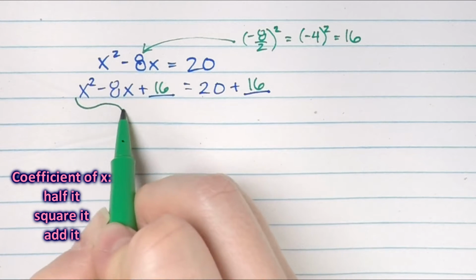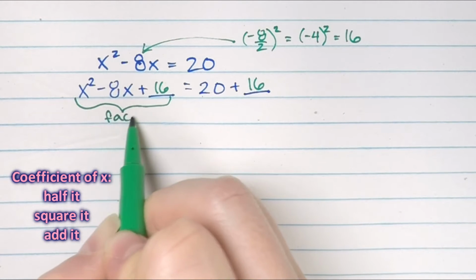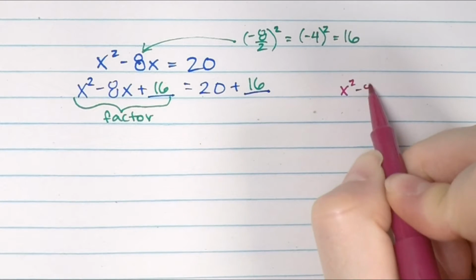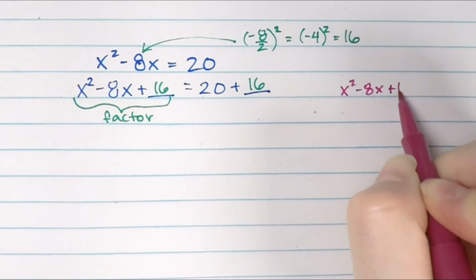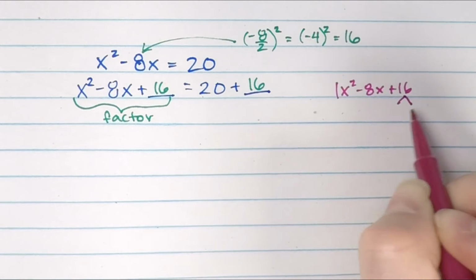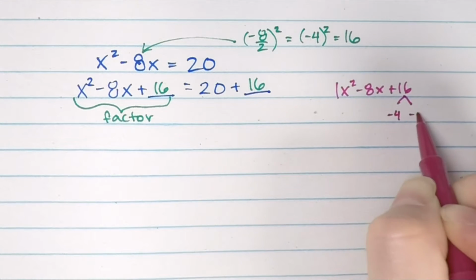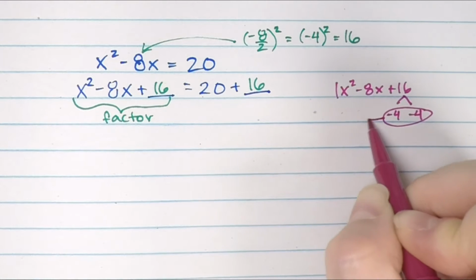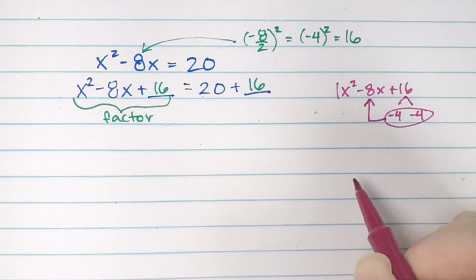So now here I have something that I can factor. So we're going to factor this left side. On the side, which you don't have to write, this you're just going to be doing in your head. But if I were to factor this expression, my coefficient of x squared is 1. So that means I'm just looking at numbers that multiply to the last and add to the middle. So -4 times -4, these multiply to +16. And if I add them up, I get the middle number, -8.